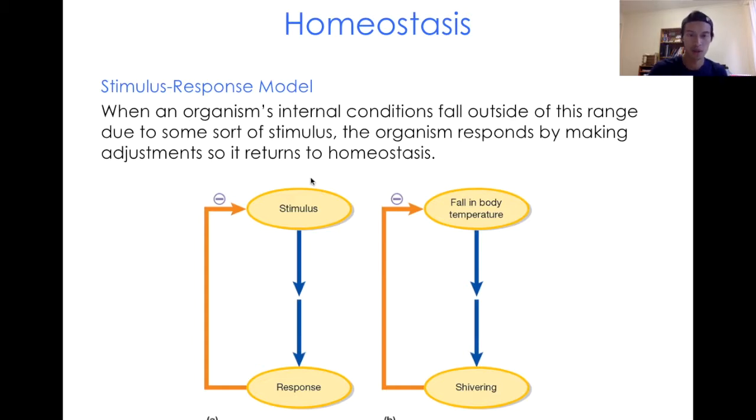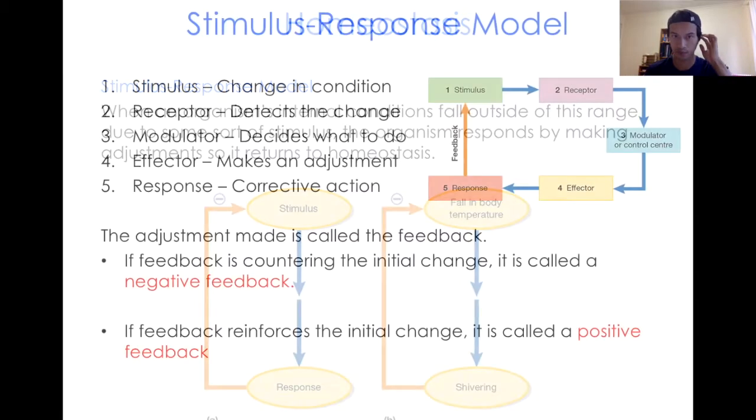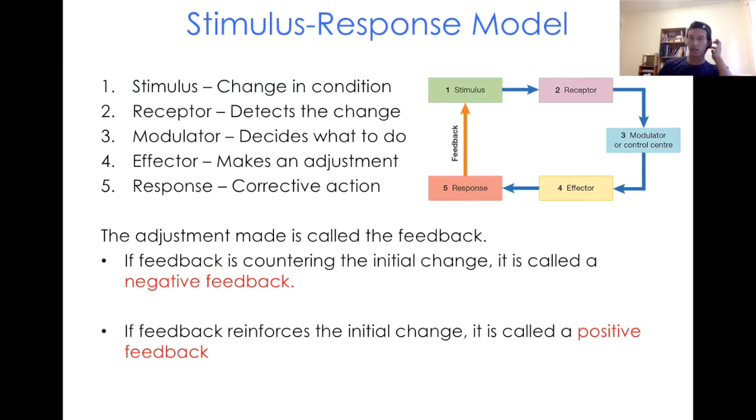So you've got a stimulus that causes some sort of change, and then the organism responds, and the change often counters the initial stimulus. So for example, if there is a fall in body temperature, you walk outside on a cold day, then it causes a response in the body, such as shivering, and that response increases your body temperature, which is the opposite of what was happening originally in the first place, bringing it back into balance. Okay. Now, that's the basic method of understanding a stimulus response model.